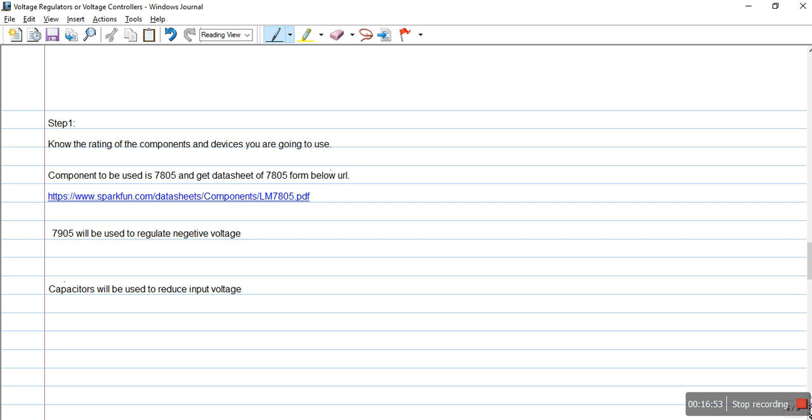Another thing, if I am going to use 7805 or 7905, I need to give at least 1.5 times the voltage, that is 7.5 volt at least. But at the same time, my data sheet says that I should not give more than 30 volt at the input side for 7805. So I should not give more than 30 volt. My input voltage is 50 volt, so I need to take care of the input voltage given to the IC. I need to step down some voltage. So what I need to do, I will be using capacitors to reduce the input voltage.